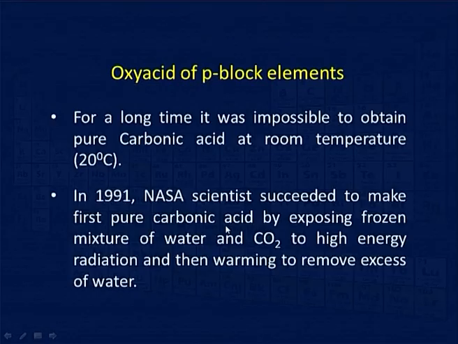For a long time, it was impossible to obtain pure carbonic acid. I have switched to the next group, the carbon group. At room temperature, it was very difficult. In 1991, NASA scientists succeeded in making the first pure carbonic acid by exposing a frozen mixture of water and carbon dioxide to high energy radiation and then warming to remove excess water. And this is the way the pure carbonic acid was formed.